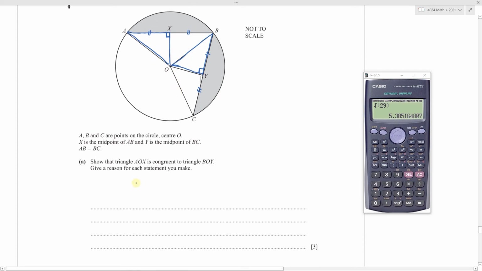So let's look at the lengths here. So straight away we can say that AO equals OB, because both are radii of the circle. So OA equals OB. Both are radii of the circle.